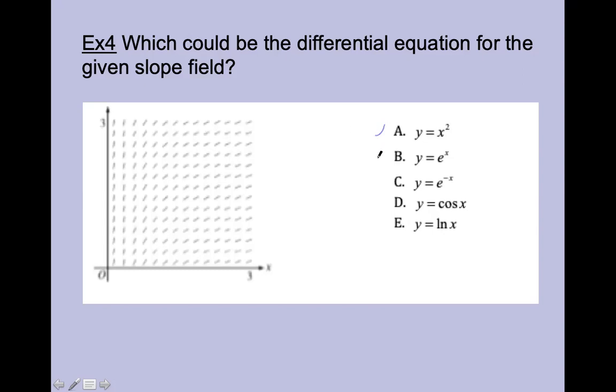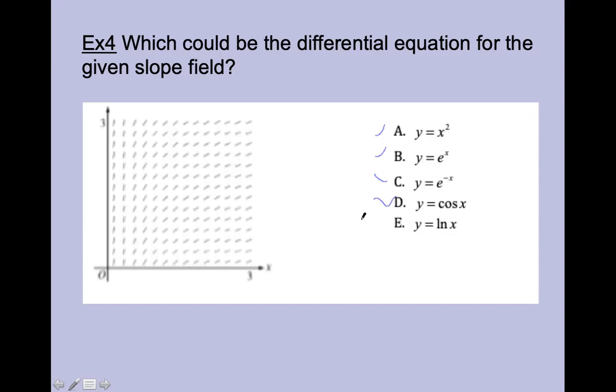Nope. e to the x also curves upwards. It would just be up 1 on the y-axis. So again, it's curving up. That doesn't look like what's happening here. e to the -x would just be curving downward through (0, 1). So it's not that. Cosine x, most of you probably know, would be doing something like this and then coming back up. Doesn't look like it's doing that.